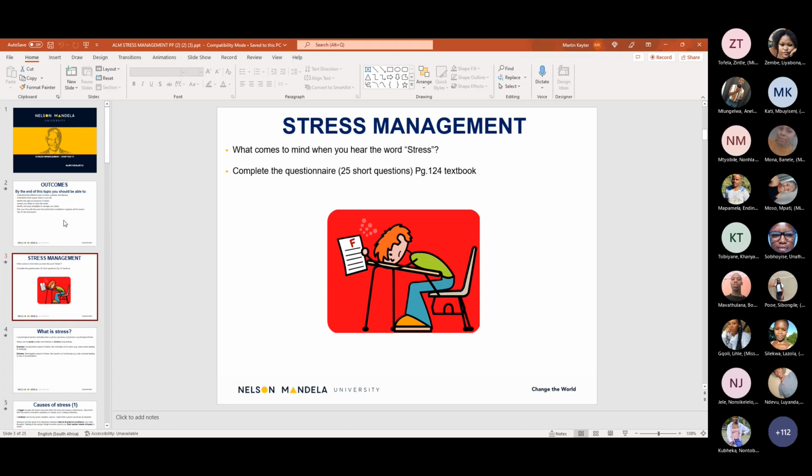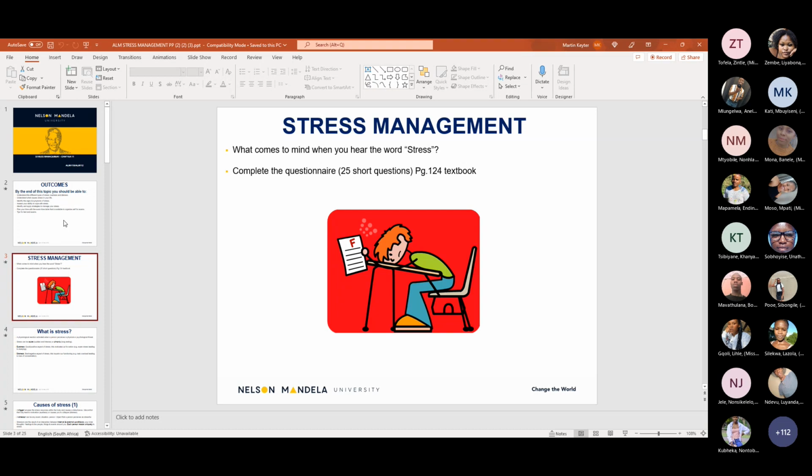So stress management. What comes to mind when you hear the word stress? There is a questionnaire that you can complete, 25 short questions on pages 1 to 4, so that you can do it and then check it out for yourself. And remember, there's also, as I indicated, on the Moodle site uploaded for you that stress test, a self-assessment test. So remember, if you look at that slide, the topic or the heading is stress management.